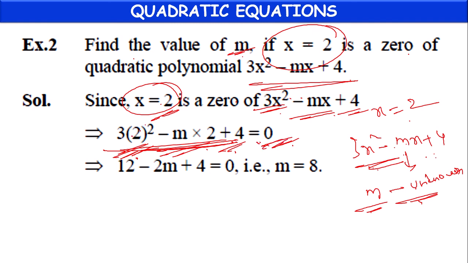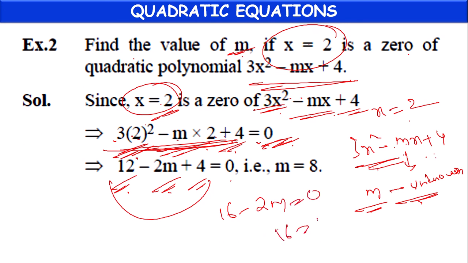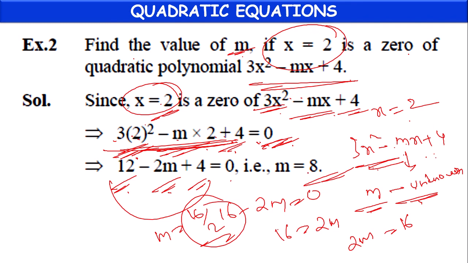So 2 square means 4. 4 into 3, 12. Minus m into 2, minus 2m. Plus 4 equal to 0. 12 plus 4, 16 minus 2m equal to 0. Or 16 equal to 2m. Or 2m equal to 16. M equal to 16 by 2, which is equal to 8. Like that, if the 0 is given, then any unknown term present in the polynomial, that also we can find out.